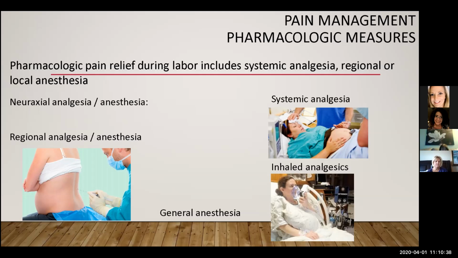And that is usually determined through an assessment with the anesthesiologist on admission. If it's an anatomical issue such as scoliosis, maybe she has some rods placed that we need to be aware of.